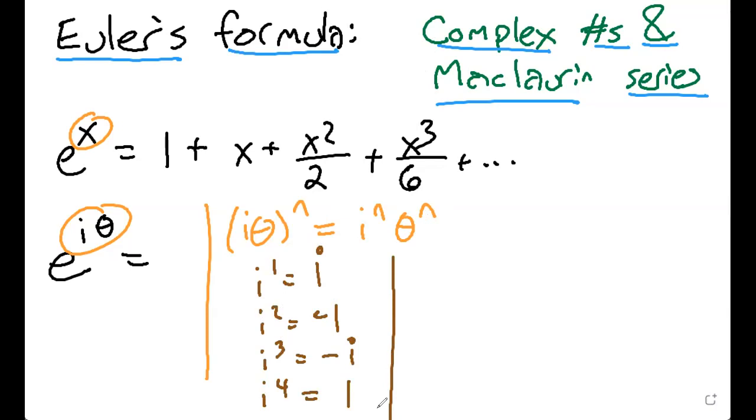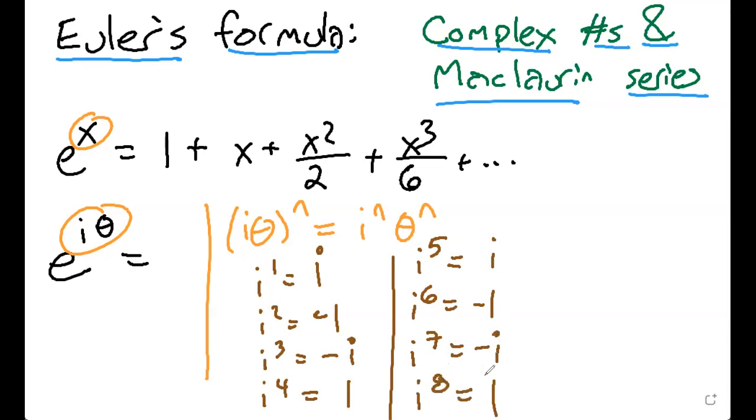We did this in a previous video. Check this all out for yourself if this doesn't feel familiar. And then it repeats. i to the fifth is i, i to the sixth is -1, i to the seventh is -i, i to the eighth is 1. So this i, -1, -i, 1 repeats. If we were to do i to the 9th, 10th, 11th, and 12th powers, again, we would have i, -1, -i, and 1.